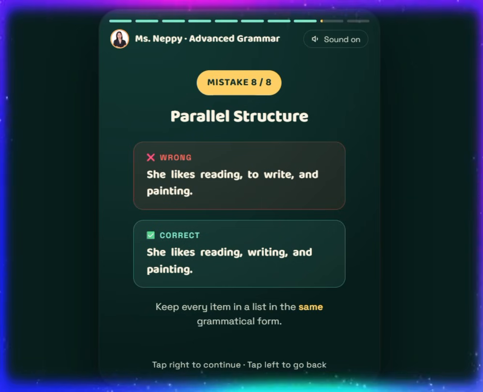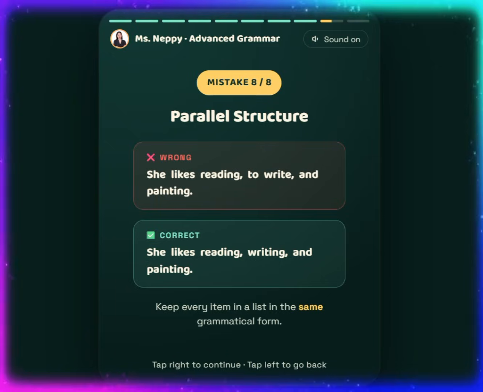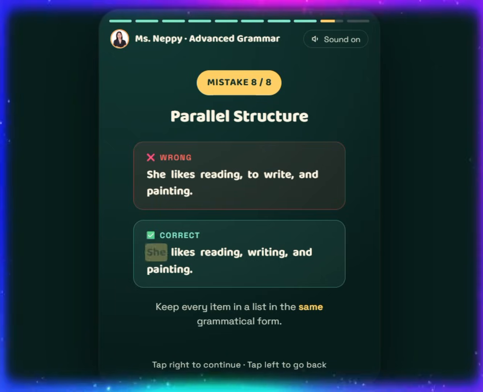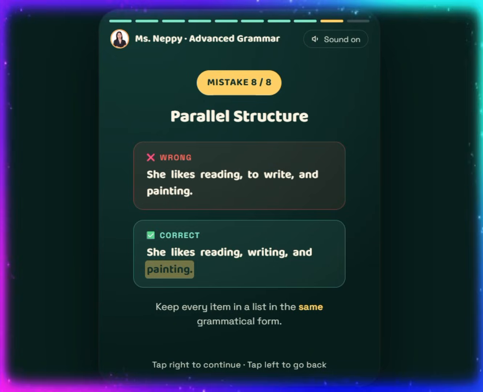Mistake number 8, parallel structure. The wrong way, she likes reading, to write, and painting. The list mixes different verb forms. The right way, she likes reading, writing, and painting. Remember, keep every item in a list in the same grammatical form.